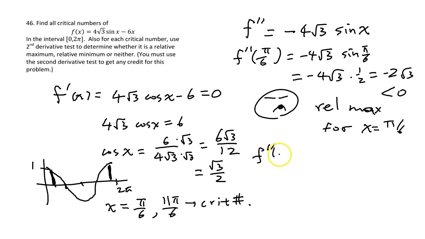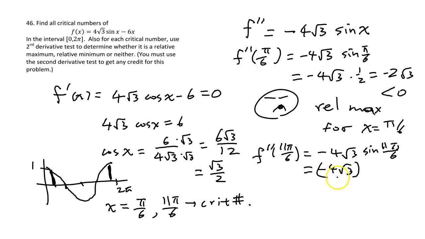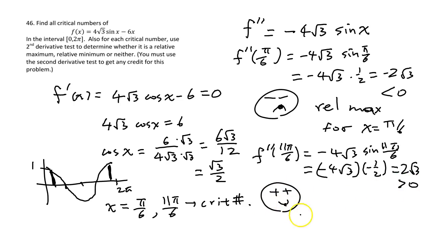How about f double prime of 11 pi over 6? In that case, it's the same story, sine of 11 pi over 6 actually becomes negative 1/2. And you get positive 2 radical 3, so it's positive. So that means you have a smiley face, and at the center of the smiley, you have the relative minimum for x equals 11 pi over 6.